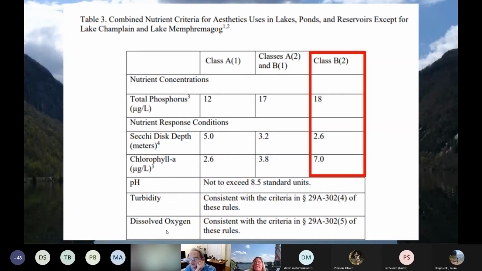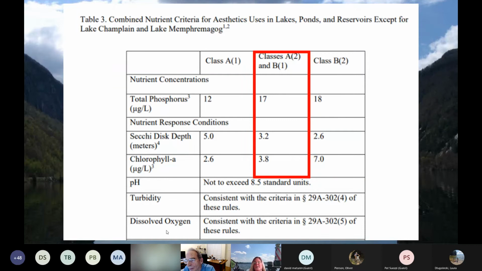There are currently 4 lakes in the state listed as impaired for phosphorus. They are, well, actually, there's a couple more. There's a total of 6. They are Lake Champlain, Lake Carmi, Shelburne Pond, Lake Memphremagog, Walker Pond, and Mud Pond in Craftsbury. They are considered to not be meeting the aesthetic use requirement.